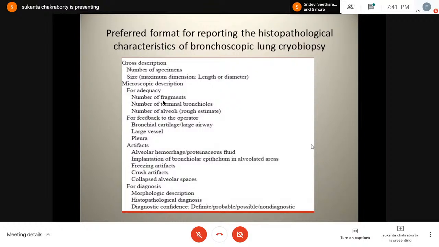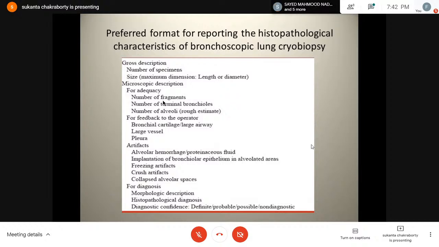Now, there is a preferred or default format for reporting the histopathological characteristics of bronchoscopic lung cryobiopsy. First of all, there should be a gross description of the number of specimens and size with maximum dimension or length. In the microscopic description, for adequacy, we have to report the number of fragments, number of terminal bronchioles, number of alveoli, obviously a rough estimate at least, and for feedback to the operator, the presence of bronchial cartilage, large airway, large vessel, pleura, etc. Because this sensitizes the clinician to the probable complications of the biopsy procedure also.